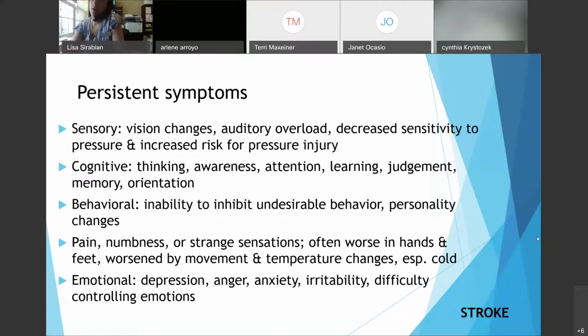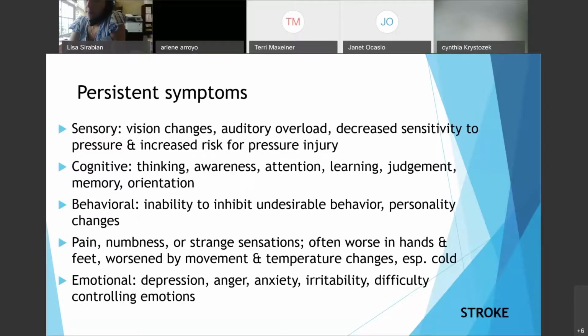Persistent symptoms might also include sensory issues, so vision changes, auditory overload, which basically is sort of being overwhelmed by stimuli and affecting their concentration, decreased sensitivity to pressure, which increases the risk for pressure injury. They may have cognitive symptoms, so thinking, awareness, attention, learning, judgment, memory, orientation. We could even talk here about vascular dementia, which could develop over time. We may be dealing with that as well. Behavior, inability to inhibit undesirable behavior, personality changes.